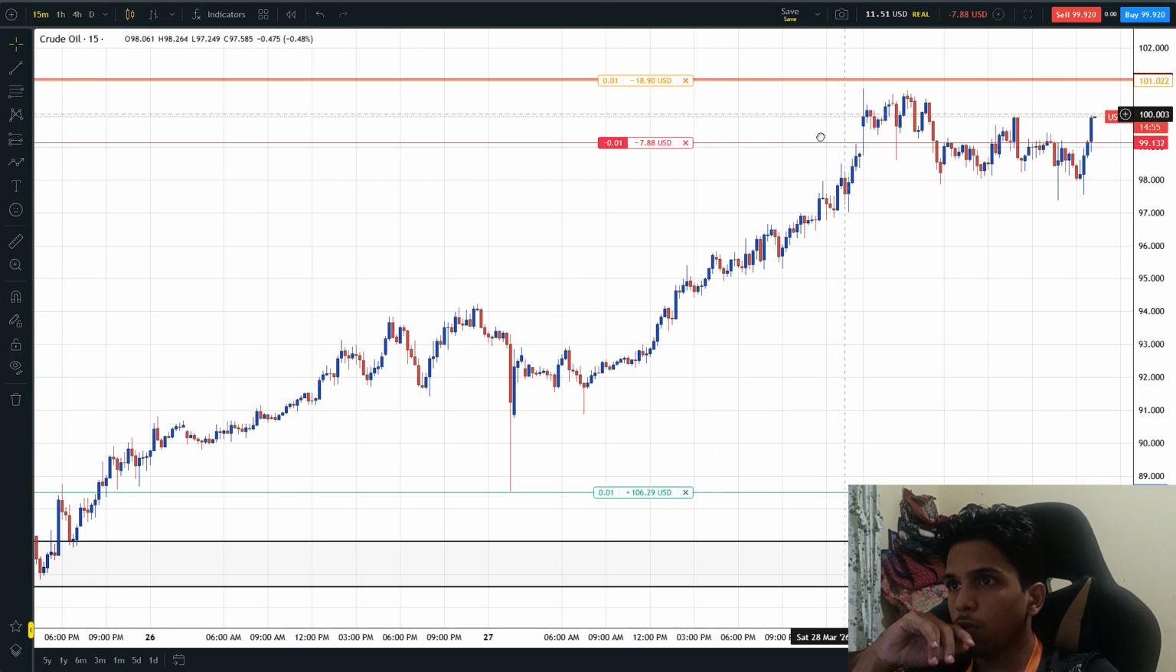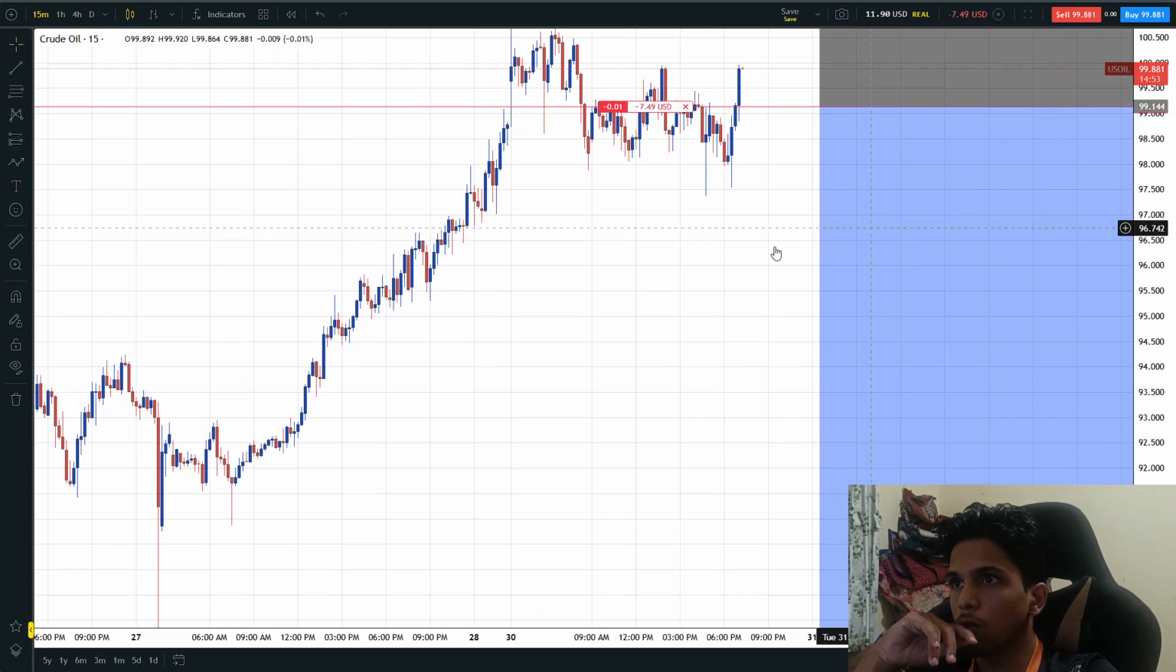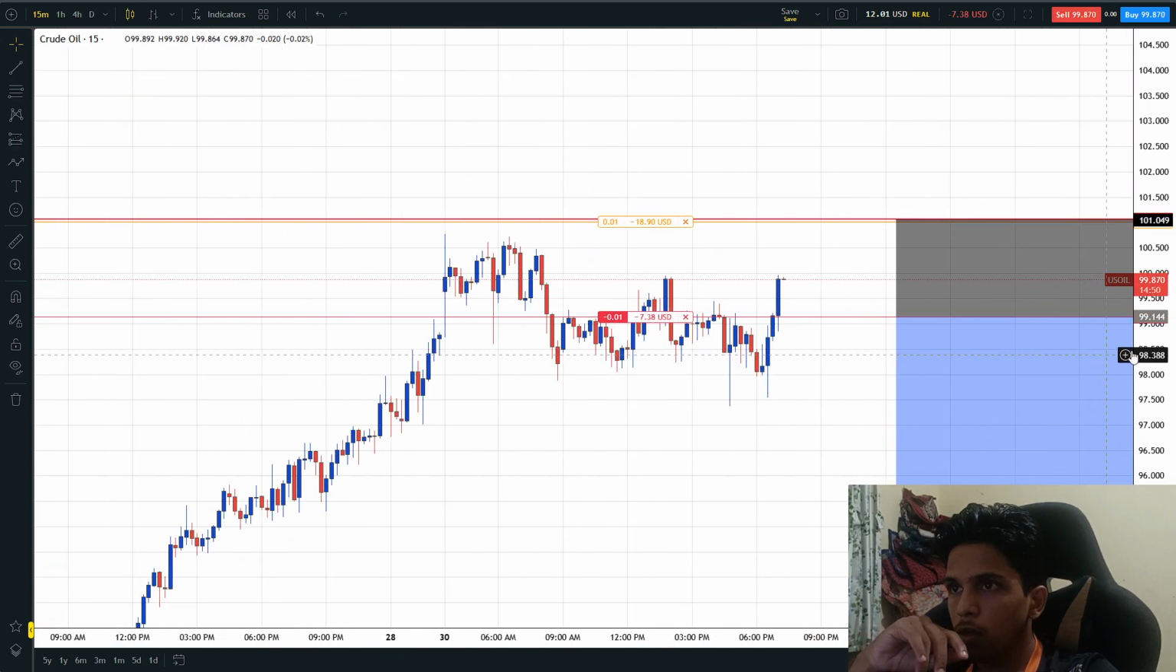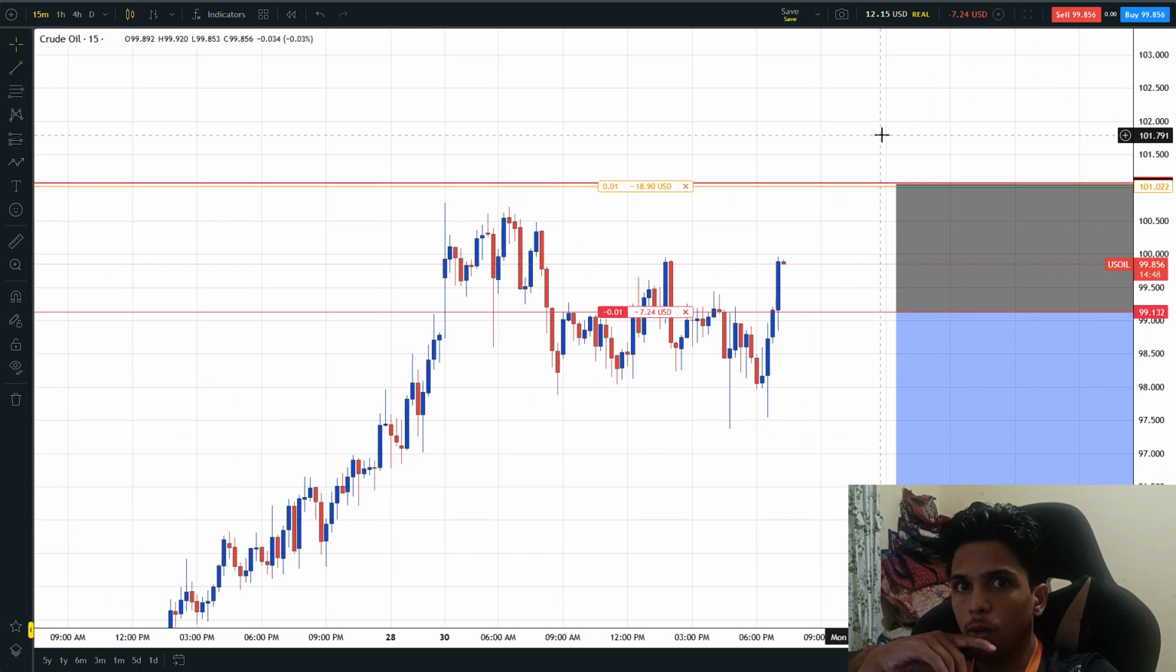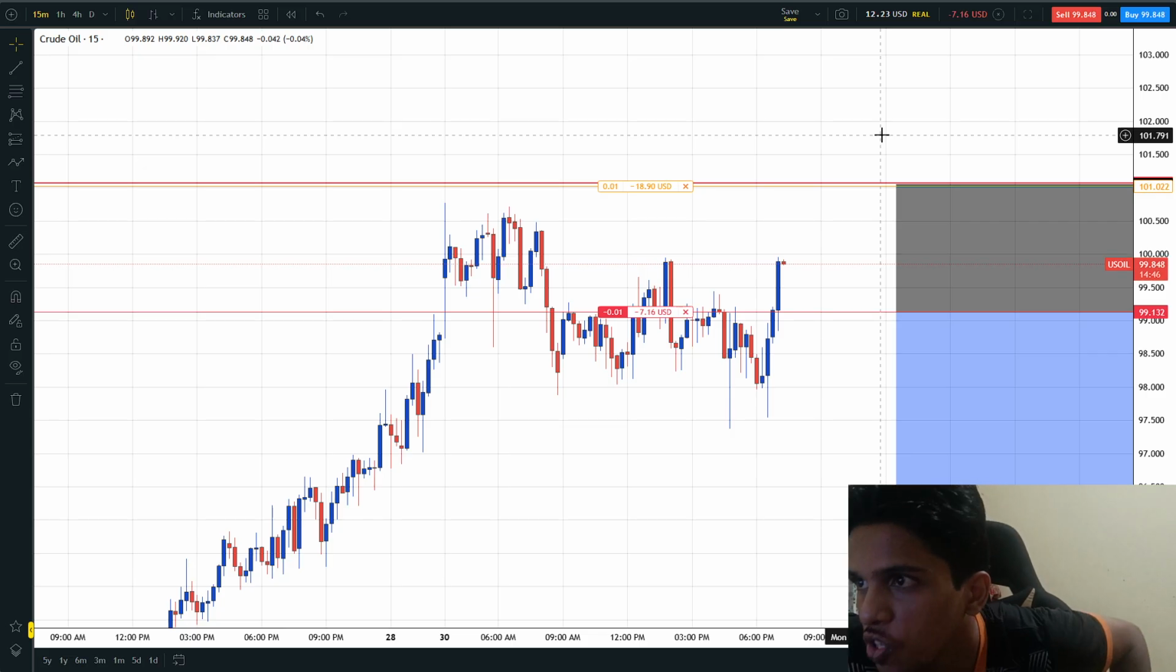Now we have to focus on our trade also. So as you can see here, the market has been going down. Let's wait for another move which I get from the outside.